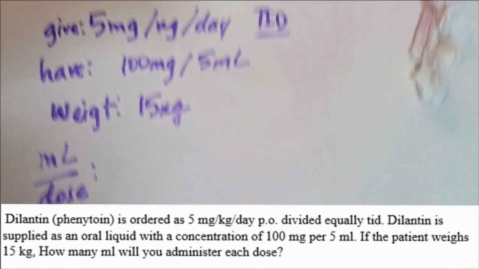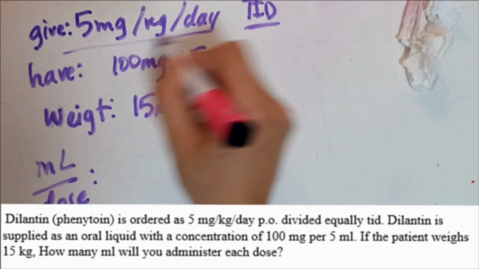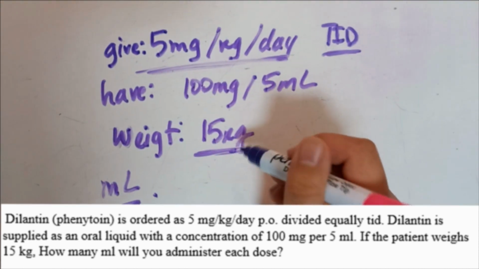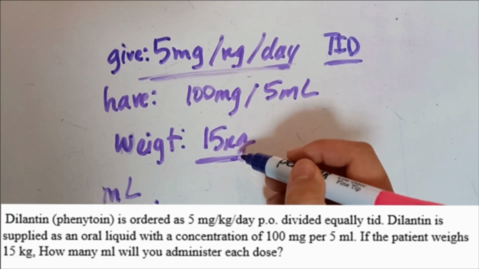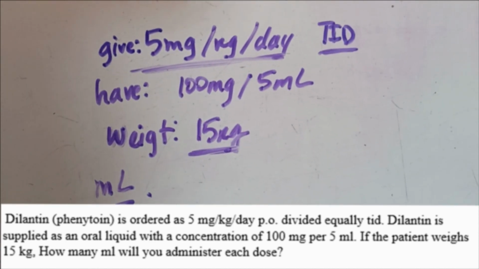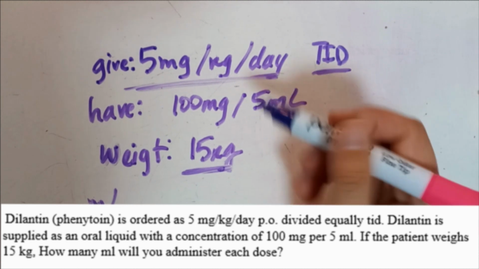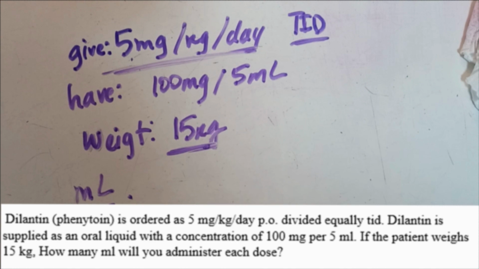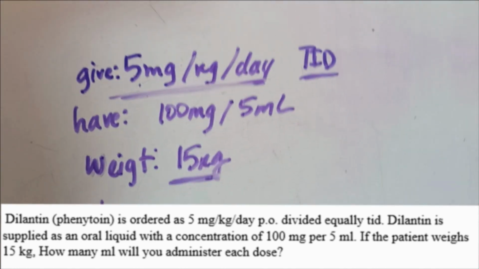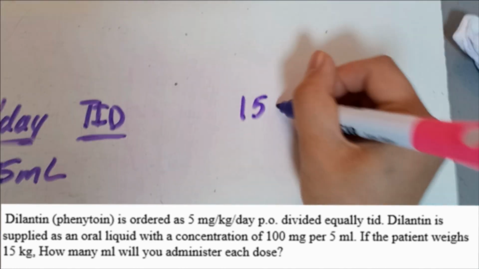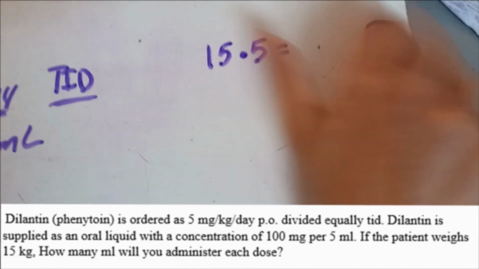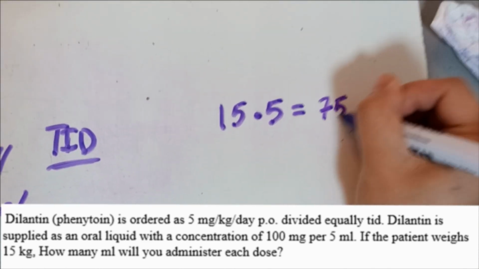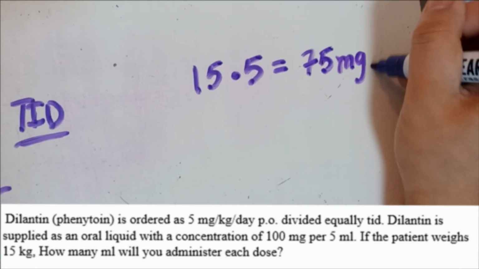Okay, so with these questions, I'd usually convert this part right away into their weight. Sometimes they can make this into pounds too. So then you'd have to convert from pounds to kilograms. So you want to pay attention to that. So this is saying you give 5 milligrams for every 1 kilogram per day, right? Our patient is 15 kilograms. So I would do 15 times 5 equals 75. So we're giving him 75 milligrams in 1 day.